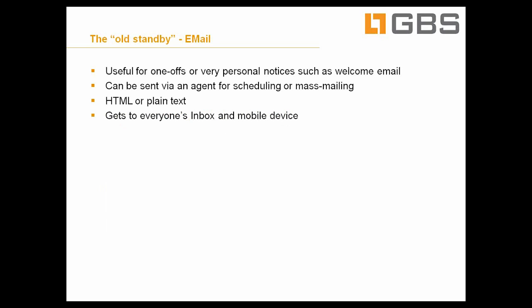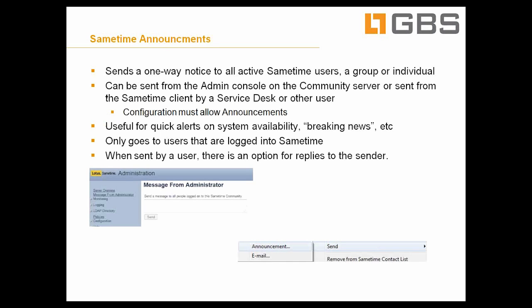And then it gets to everybody's inbox and their mobile device. So if they've got a BlackBerry or iPhone or Android device, you can be sure to get it. So it is still very useful for when you need to get everybody and you need to know you got everybody. Email is still something that's very useful and good to use. Sametime announcements are a great way to send a one-way notice to anybody that's active on Sametime, whether it's a group or an individual or just everybody that's logged on to the Sametime community.